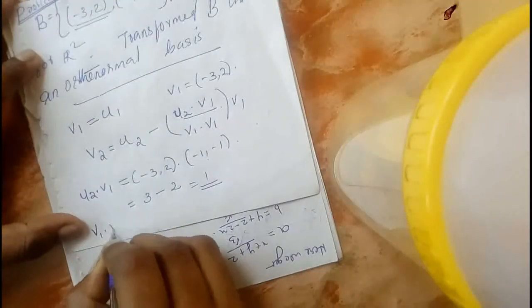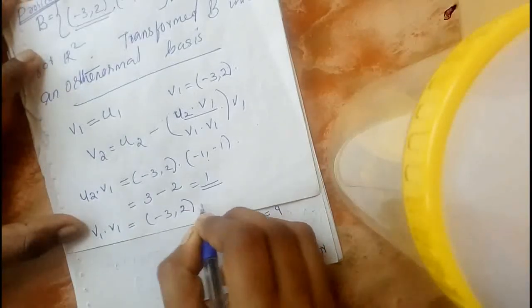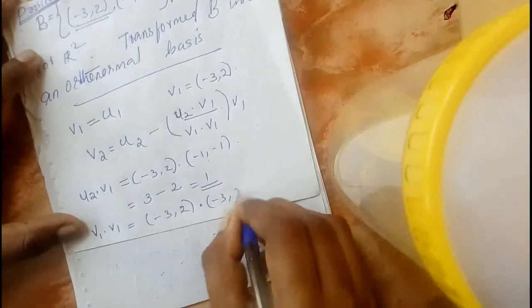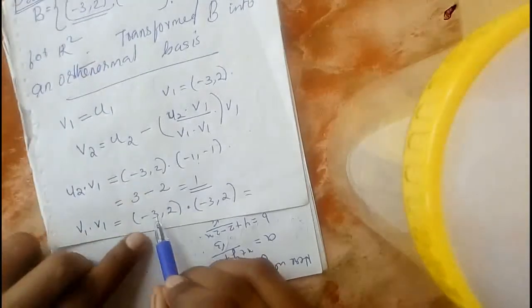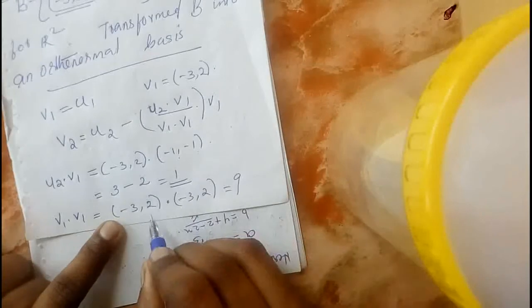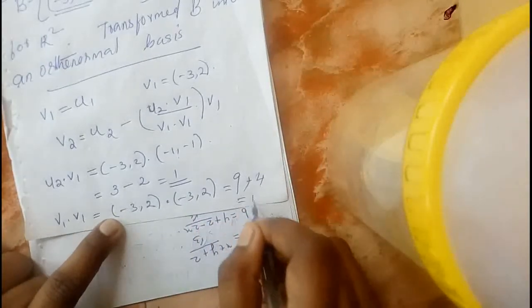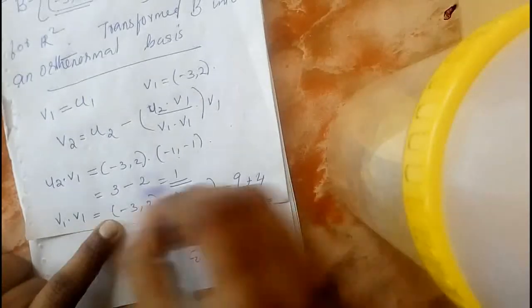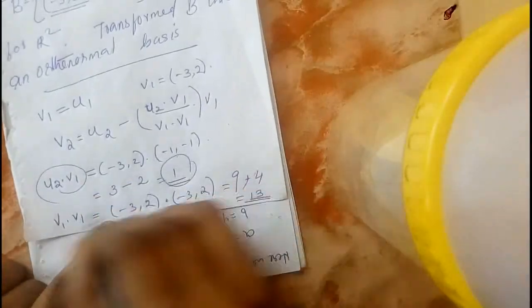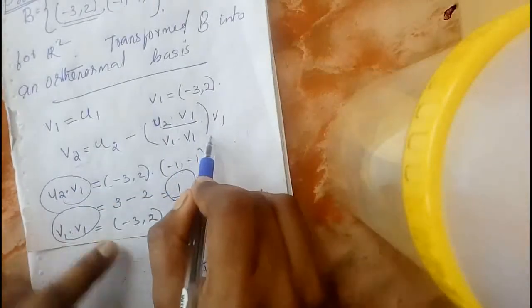And v1 dot v1 equals (-3, 2) dot (-3, 2). That equals -3 into -3, 9, plus 2 into 2, 4, which equals 13. So we get u2 dot v1 is 1 and v1 dot v1 is 13. So we can substitute in this formula.